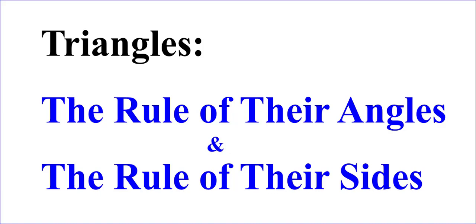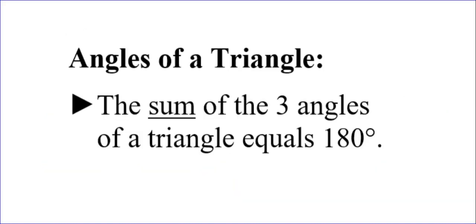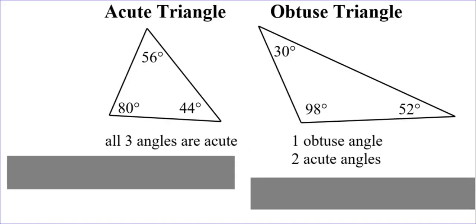Triangles, the rule of their angles and the rule of their sides. All right, let's start with the angles of a triangle. The sum of the three angles of a triangle is always going to equal 180 degrees. And it doesn't matter what kind of triangle you have.